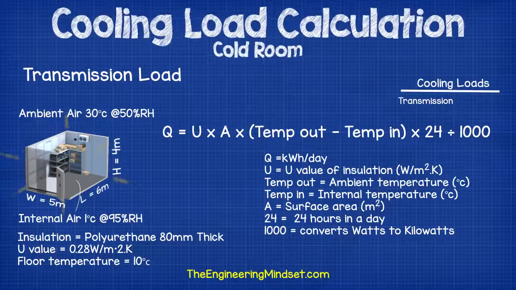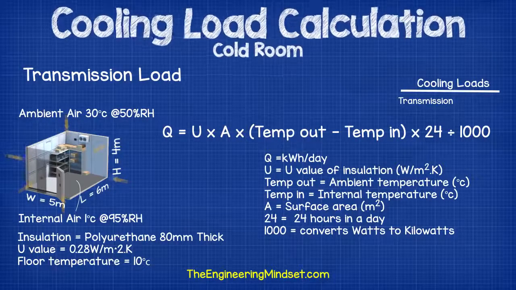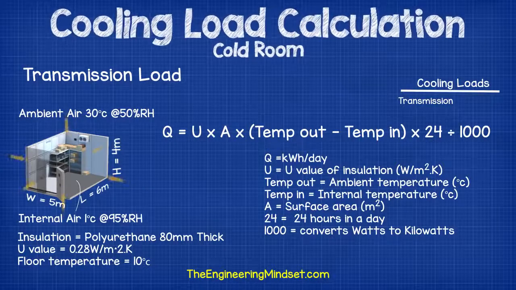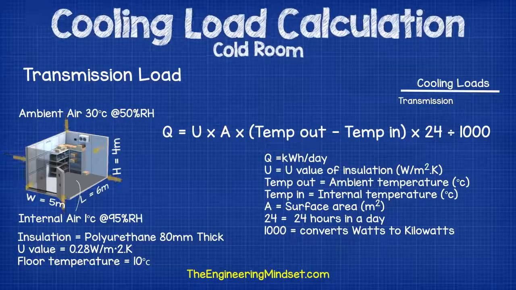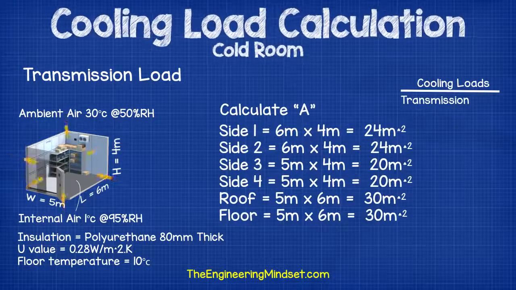The U value we already know. A is just the surface area for the walls, the roof and the floor, and we'll calculate that in just a second. The temperature in and temperature out we already know. 24 is just how many hours there are in a day, and we divide by 1000, as this formula will calculate the value in watts, but we want to know the answer in kilowatts, so we just divide it by 1000.